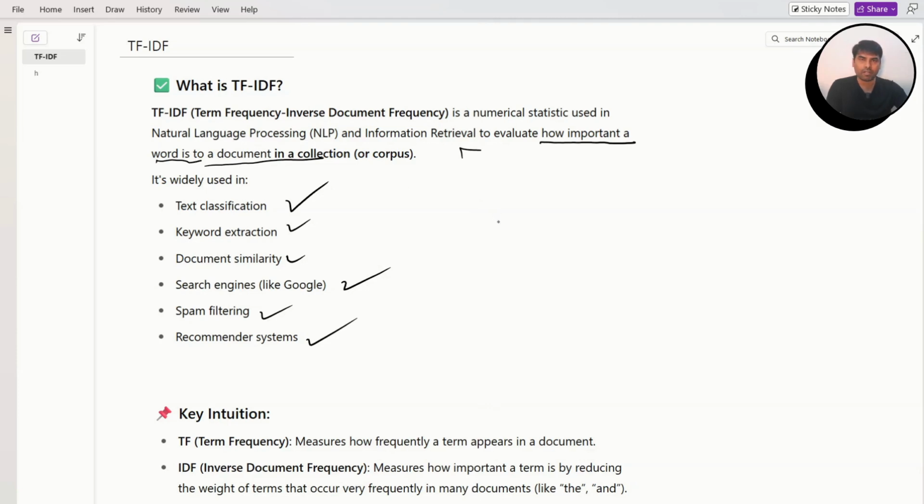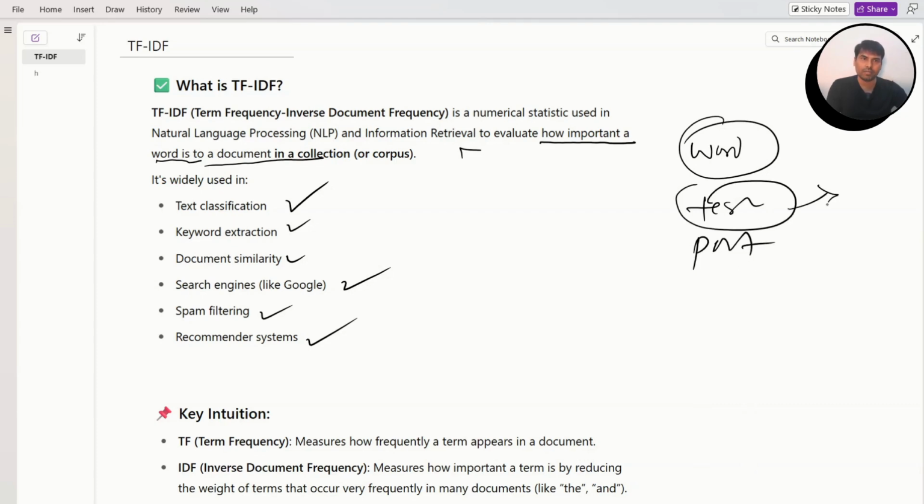Let's suppose we have a corpus, a given document. It will try to find the importance of any word, for example tasty or pasta, which I used in my previous example. For any given word in a document, this technique TF-IDF measures how important that word is. This is a numerical statistics technique. It is based on stats. It is not a neural network kind of technique.